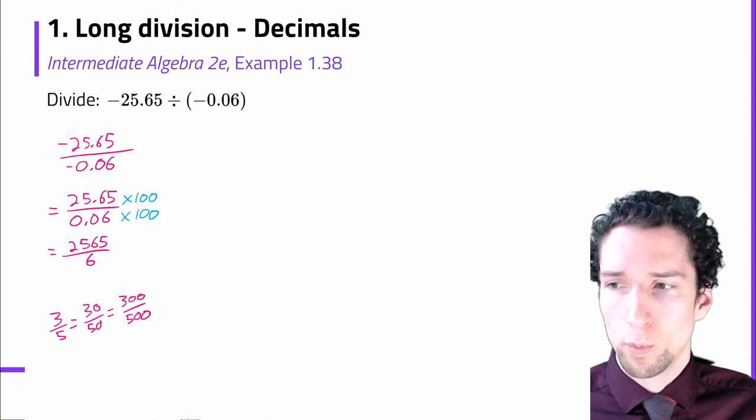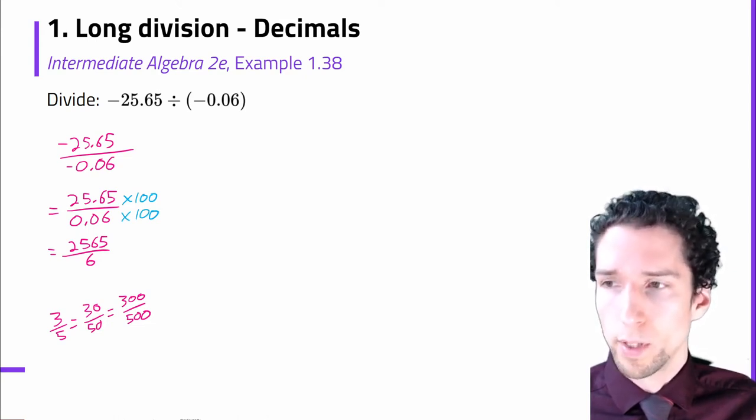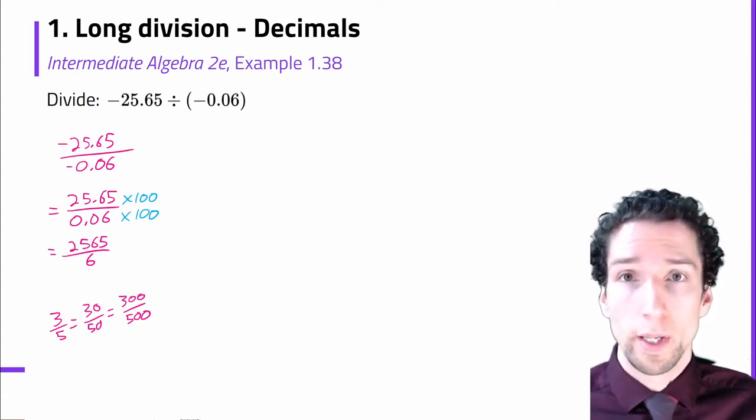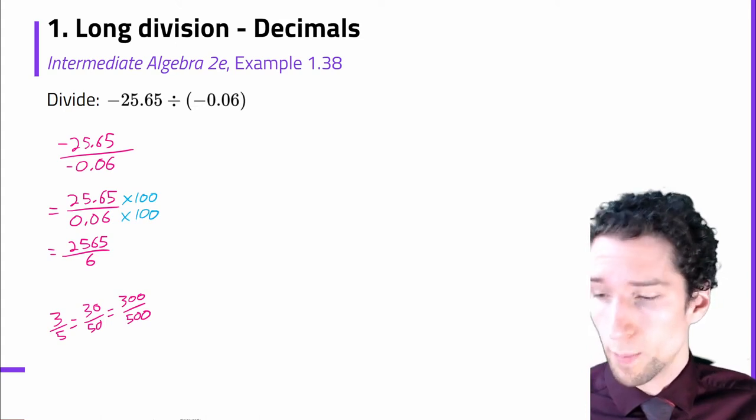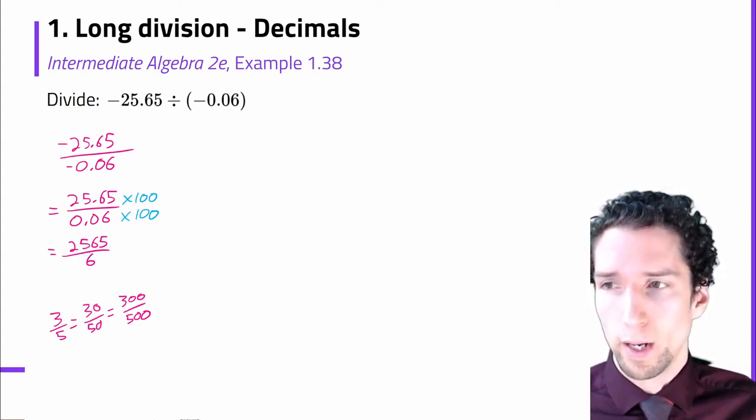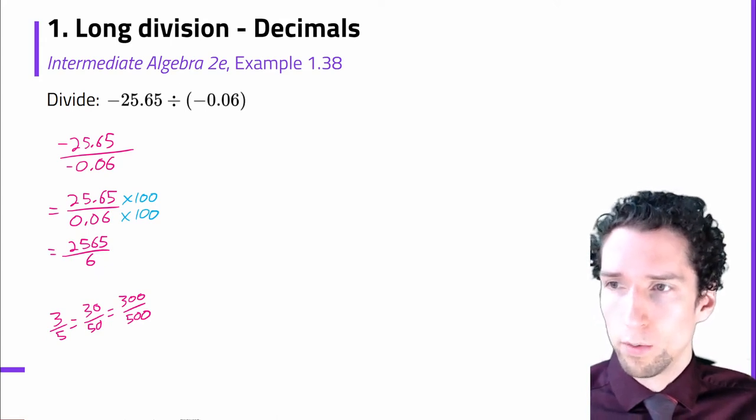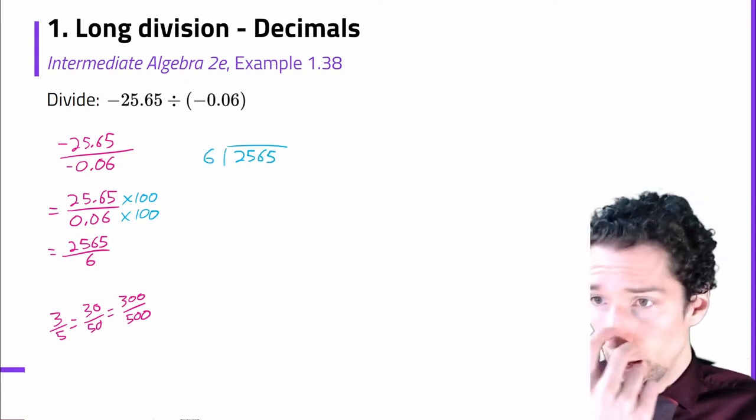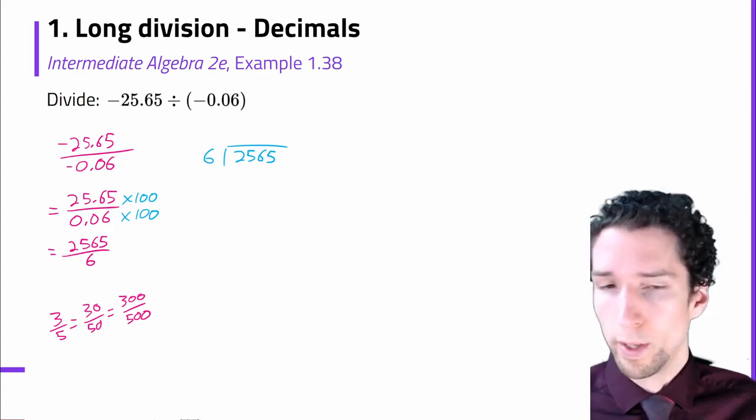It doesn't matter which one of these divisions we do in our long division, we're going to get the exact same result. So it's a little easier to deal with things if we get rid of the decimal, especially the decimal in the bottom number here, the thing that we are dividing by. So now we have 2,565 divided by 6, and that looks like it'll be easier to deal with.